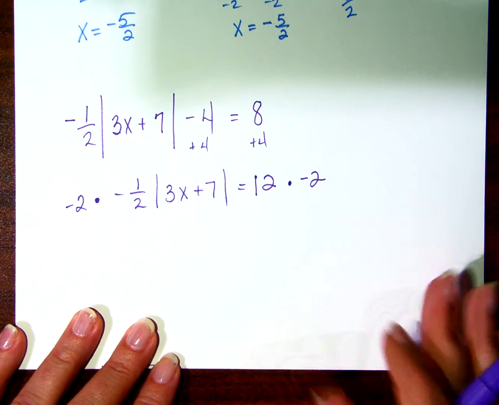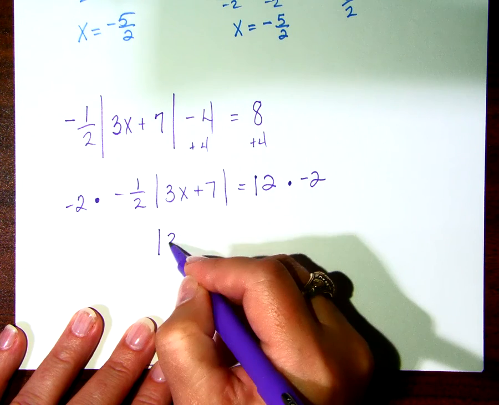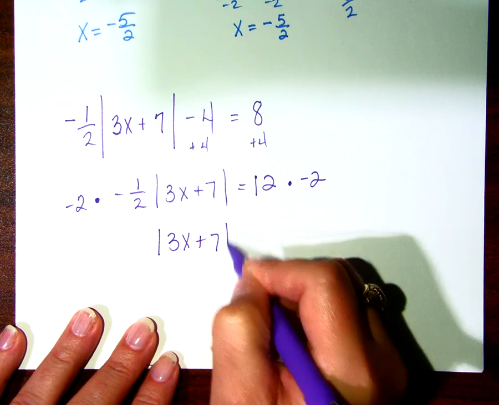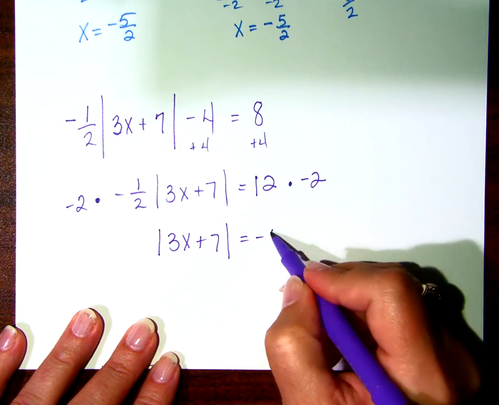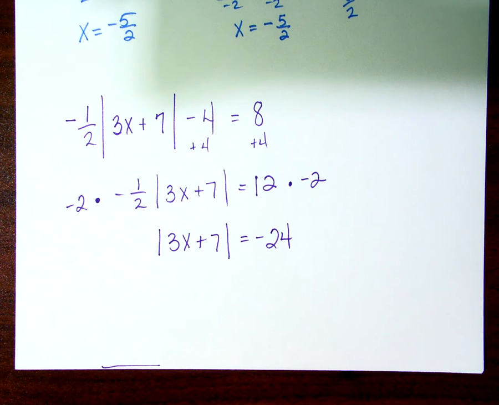We'll go with that, yes. The absolute value of 3x plus 7 equals negative 24. So I want you to know that we're done with this problem.